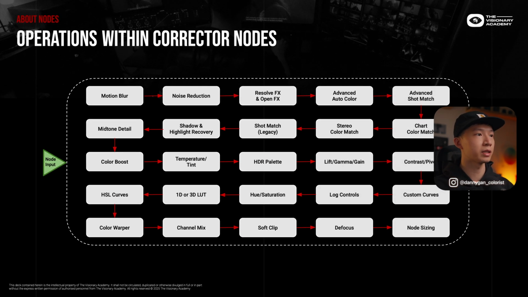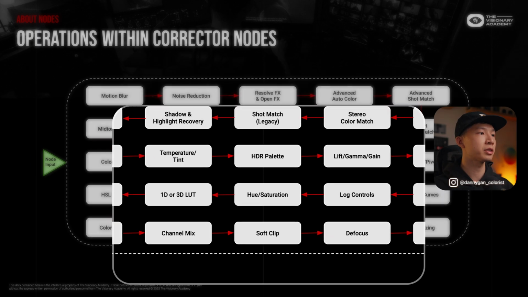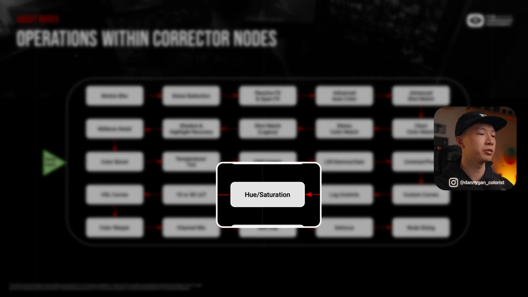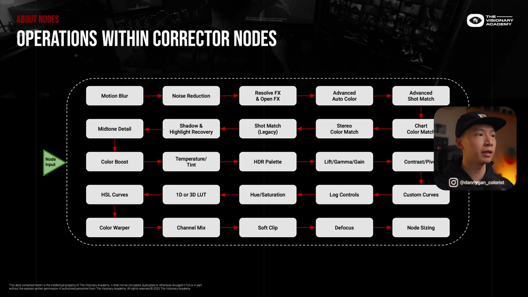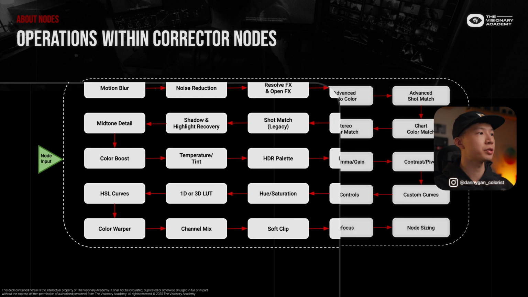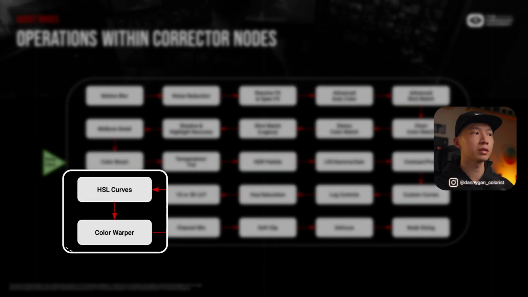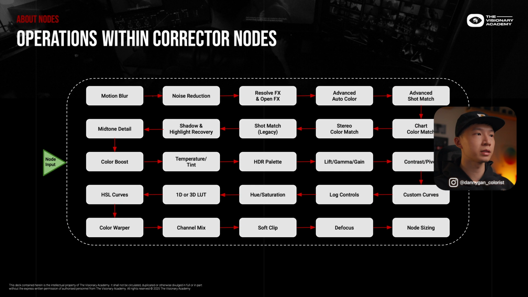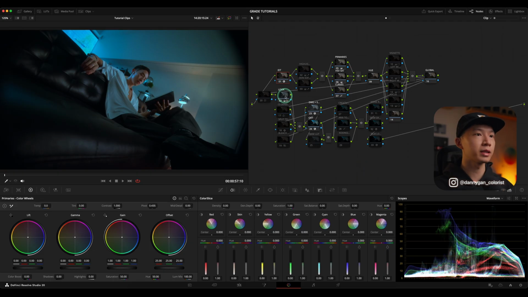If you go four steps down, you will see the hue slash saturation, which is your primaries' additive saturation. And in this graph, it doesn't really state where the color slice subtractive saturation sits, but if it was up to me to guess, I would guess it's around the secondaries area, which is the HSL curve or the color warper area. But anyhow, it's going to be sitting downstream of the lift gamma gain function. So now let me go back to this example.